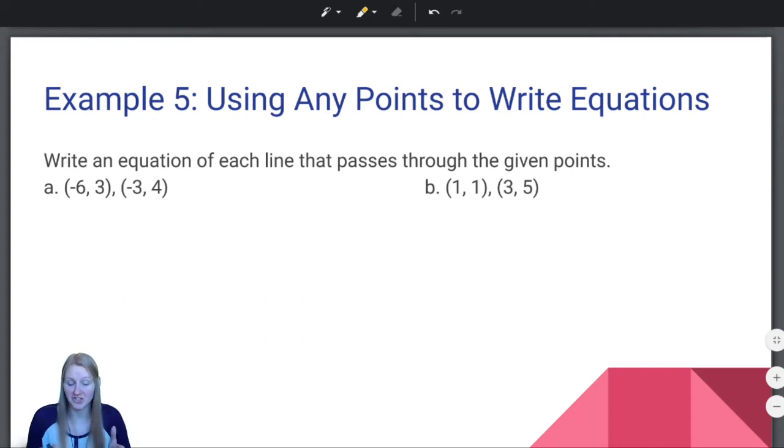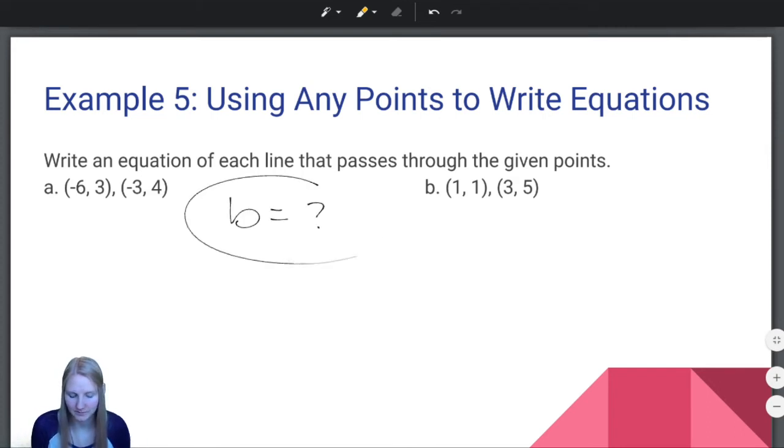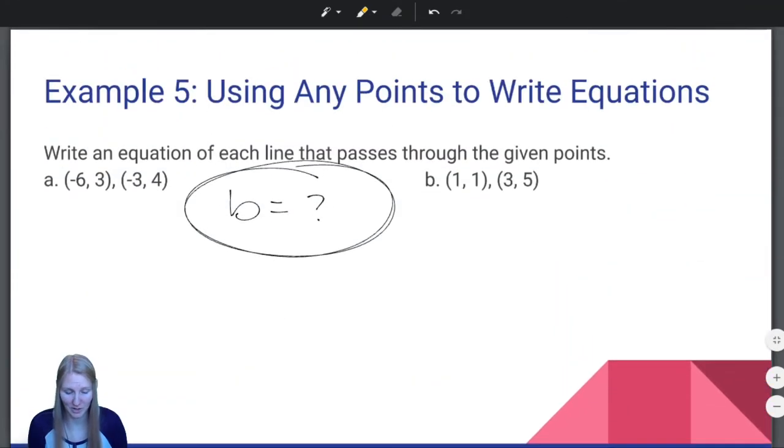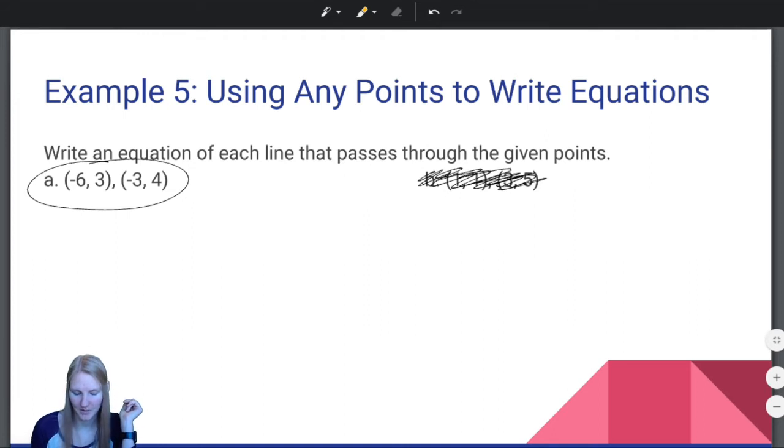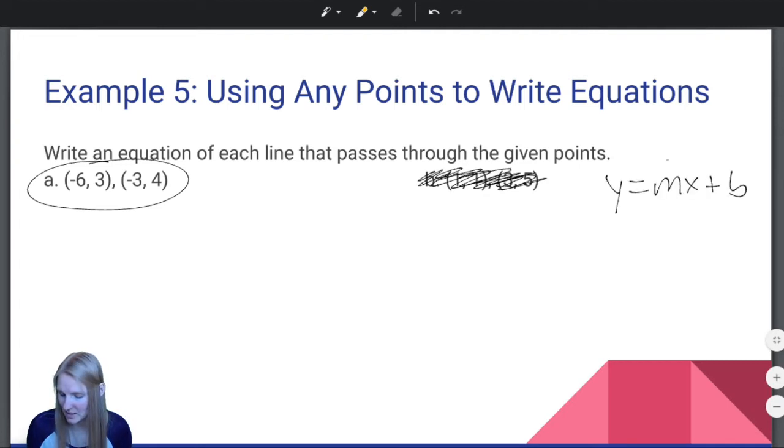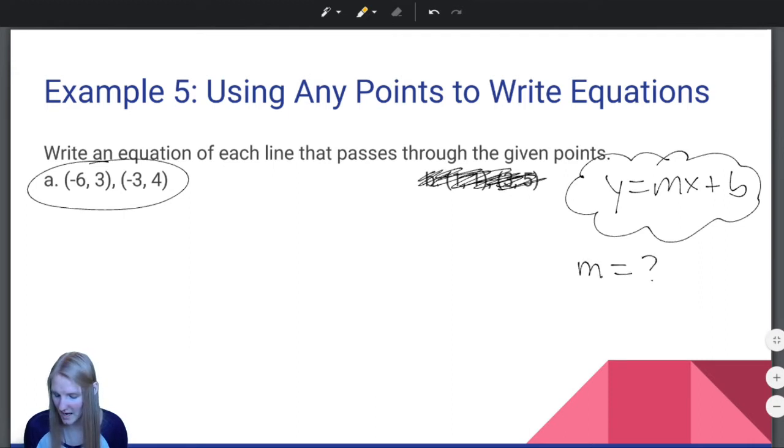Today is just this one example so that we can really zoom in on how to find b. So we actually have 2 slides. We're going to do A on this slide, and we're going to do B on the next slide so that we have enough space to do what we need to do. So, first things first, we want y equals mx plus b in the end, which means we need to figure out what m is and what b is.